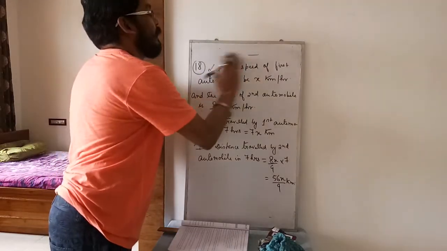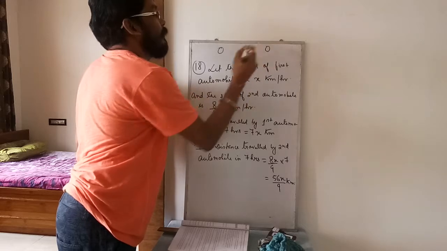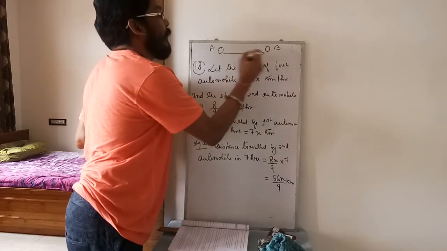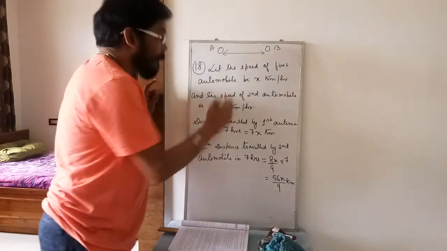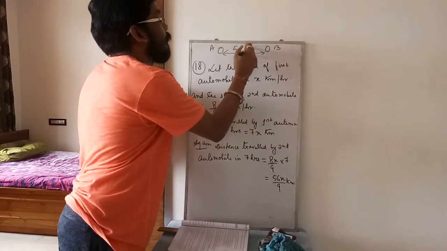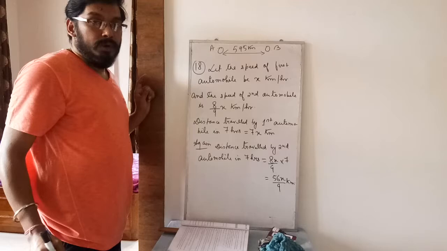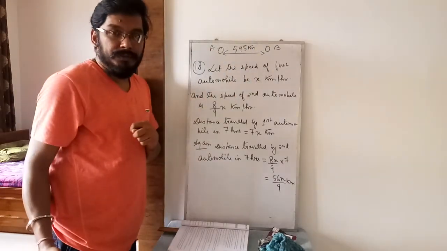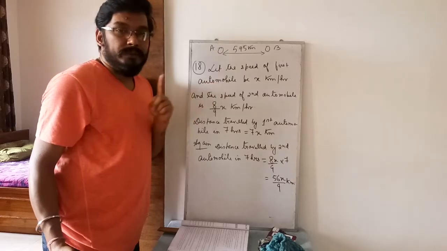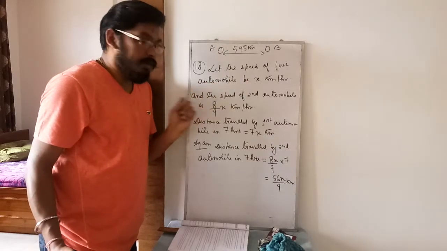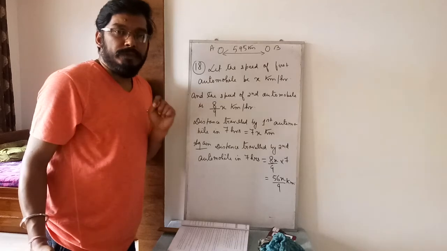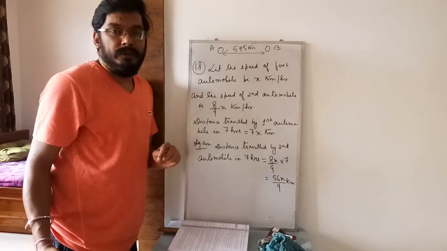Just let me write here. Suppose this is city A and this is city B. The gap between them is 595 km. After 7 hours both the cars have met each other. I have considered the speed of the first automobile x, and the second also. They are meeting after 7 hours, which means each of the cars has traveled for 7 hours.